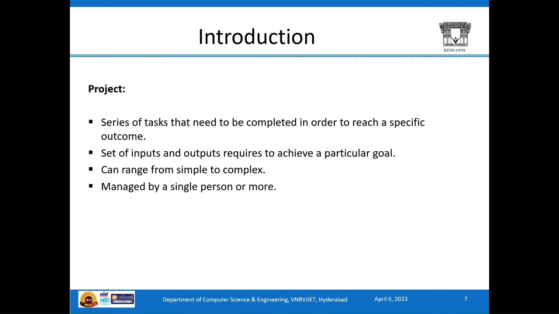Till now, we have understood what software is and what the types of software are. Now, we'll learn the definition of a project. A project is a series of tasks that need to be completed in order to reach some specific outcome. Or we can understand it as a set of inputs and outputs required to achieve a particular goal. A project can range from a simple one to a complex one, and it can be managed by a single person or more.